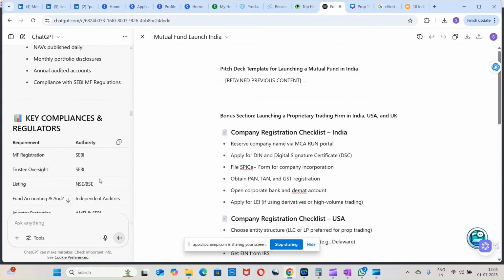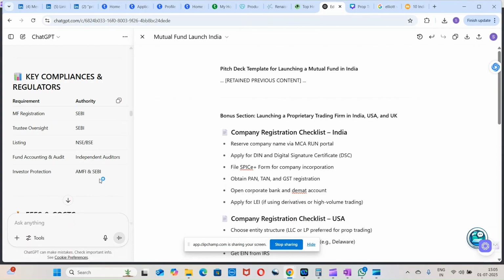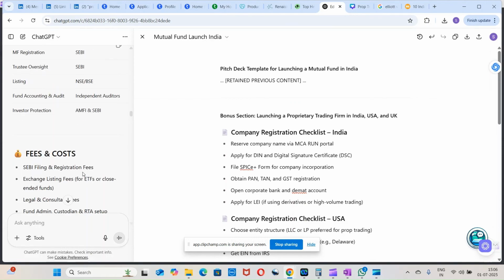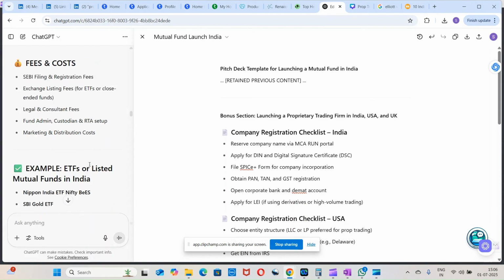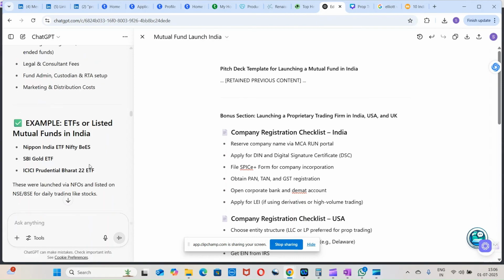The key compliance and regulators are: mutual fund registration and trustee oversight by SEBI, listing by NSE, fund accounting and audit by independent auditors, and investor protection by AMFI and SEBI. Fees and costs include filing and registration fees, ETF fees, legal consultation fees, fund admin, custodian, and RTA setup fees, and marketing and distribution costs. Examples of ETFs for listed mutual funds in India are Nippon India ETF Nifty BeES, SBI Gold ETF, and ICICI Prudential Bharat 22 ETF.